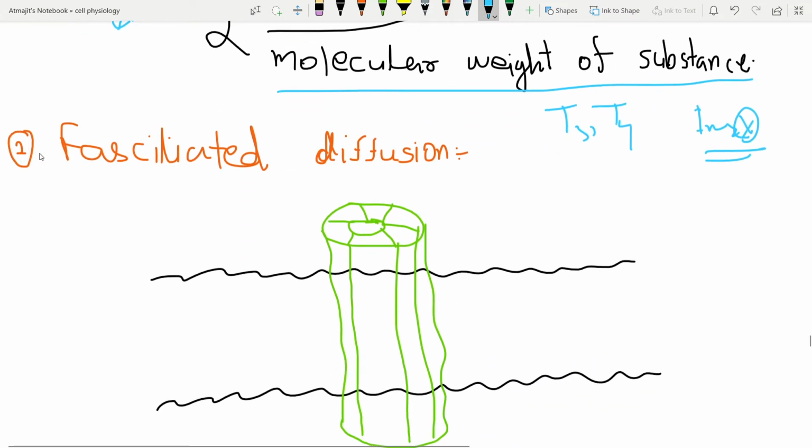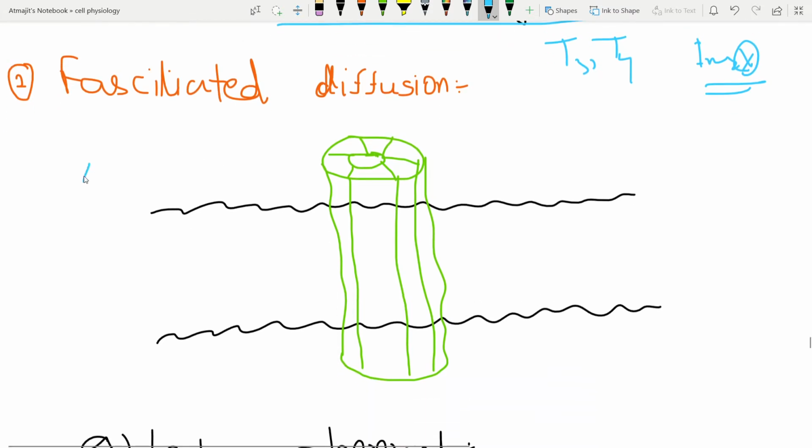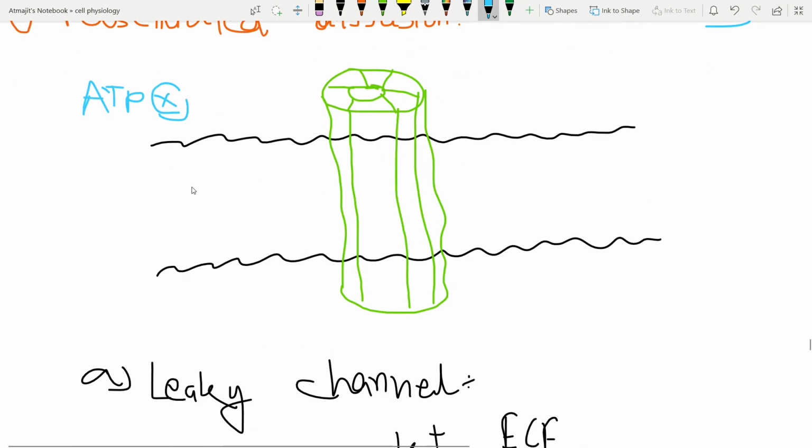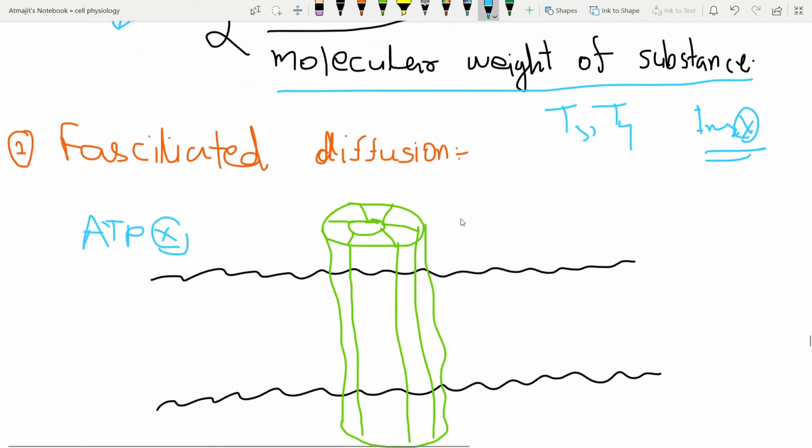Second, we will look at facilitated diffusion. Facilitated diffusion also doesn't need any external energy or ATP. It's important: diffusion doesn't need any ATP, and facilitated diffusion also doesn't need any ATP. It is just facilitated by channels, which are proteins. We saw in the previous video that these are sometimes water filled channels, and they are made up of proteins, polypeptide chains, which are made up of amino acids.